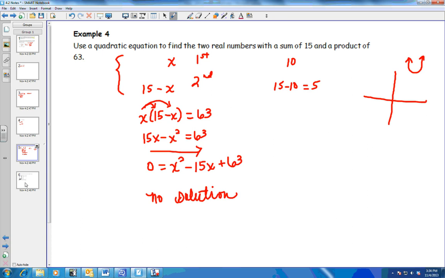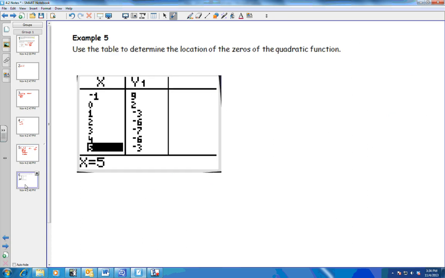Okay, last example. Use the table to determine the location of the zeros of the quadratic function. All right, so this time they didn't give me an equation to graph. I could graph these points and see where they cross the x-axis. And some of you may want to do that. When I'm given a table like this, let's look at our y values. Let's just go ahead and graph these.